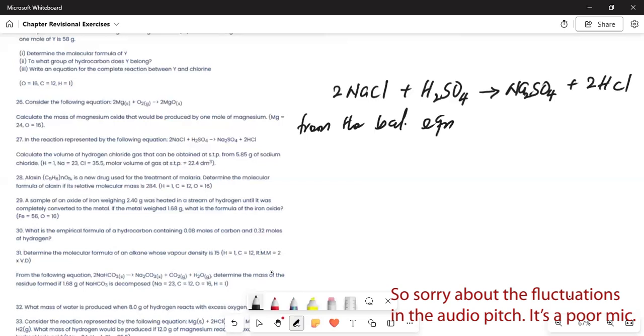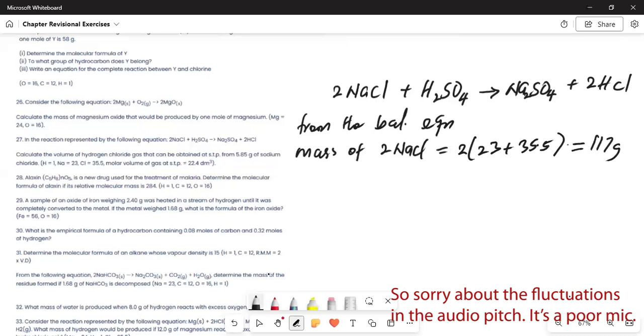Okay, from this balanced equation, the mass of 2 moles of sodium chloride is equal to 2 times sodium is 23, chlorine is 35.5. That's their relative atomic masses. Now 23 plus 35.5, 58.5. Then multiply by these 2 outside. That is 117, 117 gram. That is the mass of 2 moles of sodium chloride in this balanced equation.